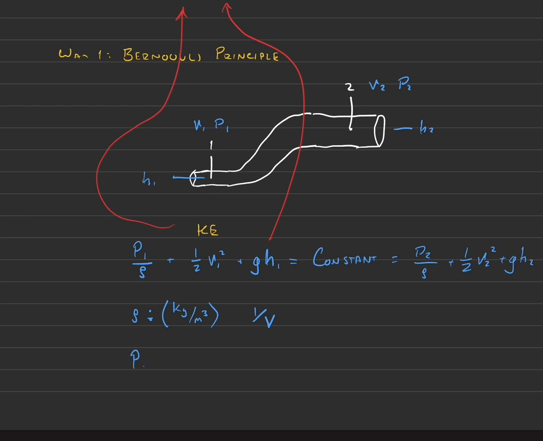So that means P1 over rho is going to be equal to P1 V. Again, that's specific or molar volume. So taking this into account, we're going to have P1V plus 1/2 V1 squared, velocity 1 squared, plus GH1 is going to equal a constant. So this term here is what we like to call flow work.